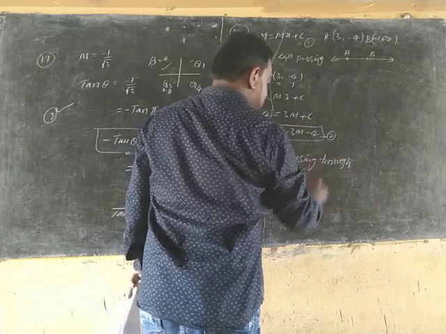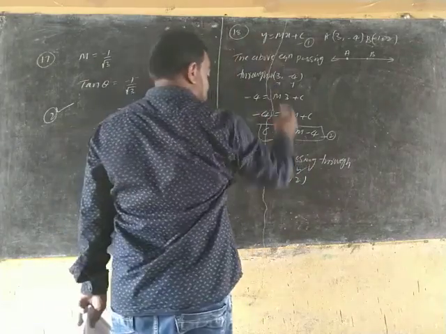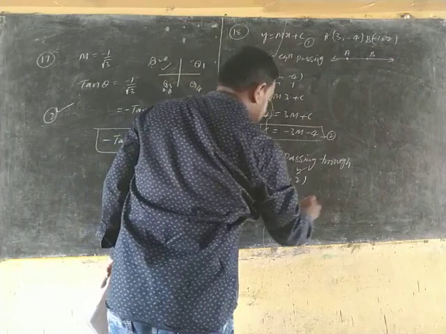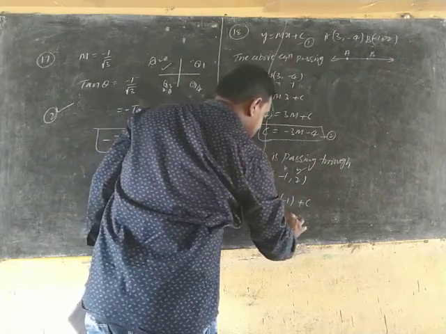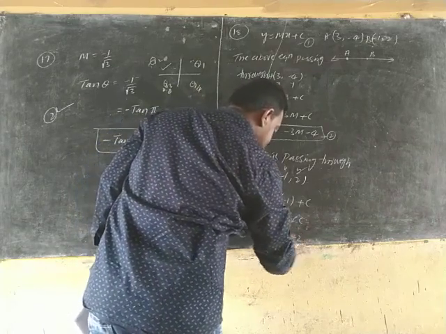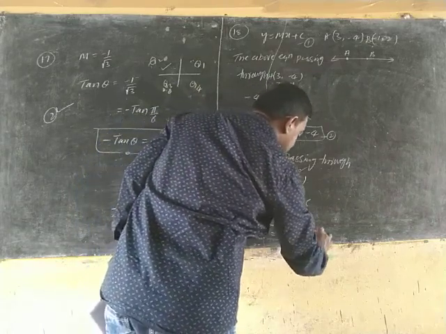Here this is x, this is y, you substitute in that equation. So 2 is equal to m into minus 1 plus c. So 2 is equal to minus m plus c. C is equal to m taken to the left side, m plus 2. This is equation number 3.